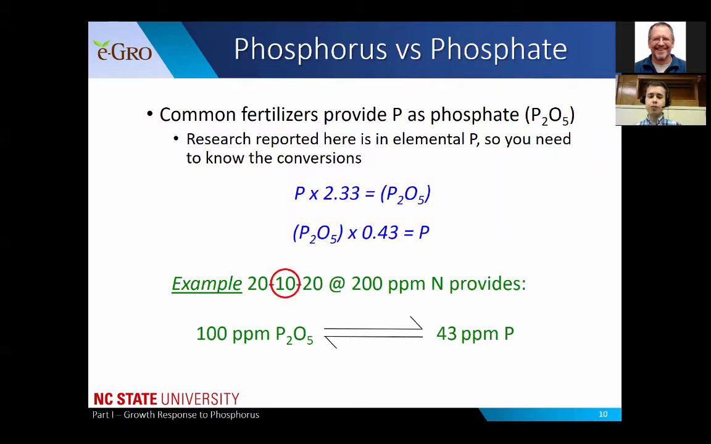And that is, of course, because the fertilizer has 10% phosphate, which is equivalent to 100 parts per million phosphate, or if you multiply it by 0.43, 43 parts per million elemental phosphorus.